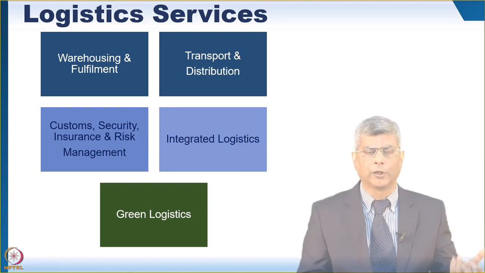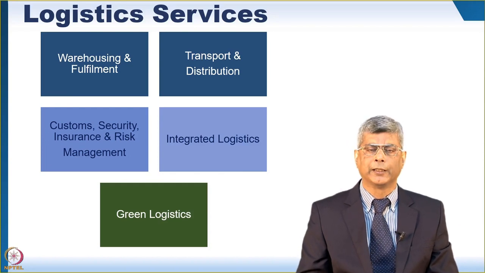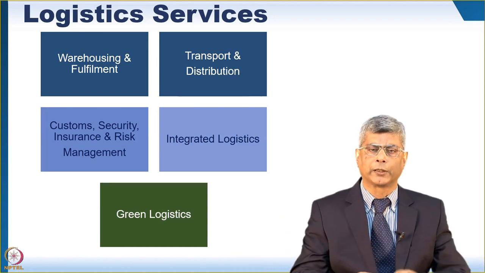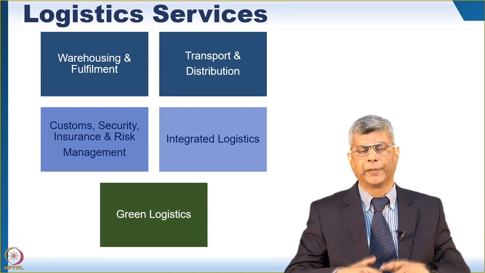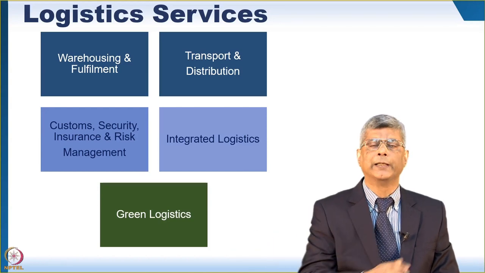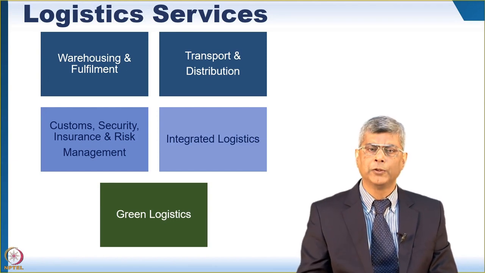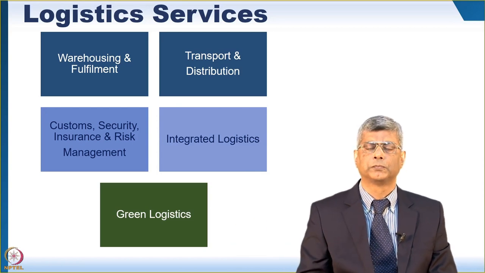First, of course, is what is called warehousing and fulfillment. Warehousing essentially, and I'll show you some pictures and case studies, is where you store a lot of product together. Big rooms, big warehouses, big sheds. And then you take them out as and when needed. So that's warehousing and fulfillment. And then you have transportation and distribution. Again, I'll show you examples later on. But this is about movement of goods at different stages.